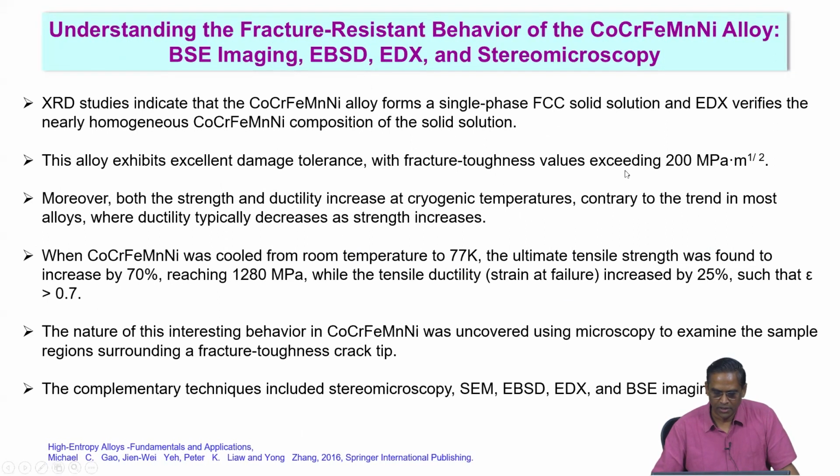So the fracture toughness values exceed 200 MPa square root meter. 200 MPa square root meter fracture toughness is significantly high. Even if you talk about very high specialized steels, you talk about close to 80 to 100. These are all considered to be very high fracture toughness materials. We are talking about 200 MPa square root meter. So where does this toughness come from?